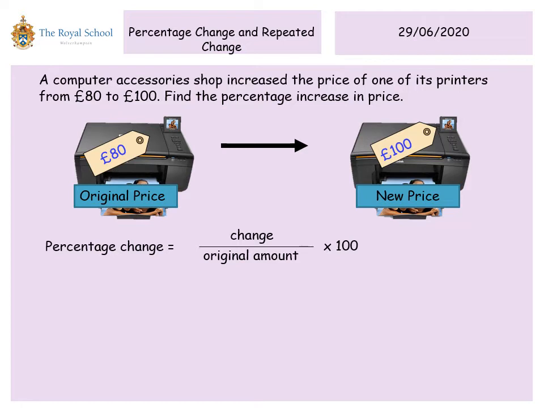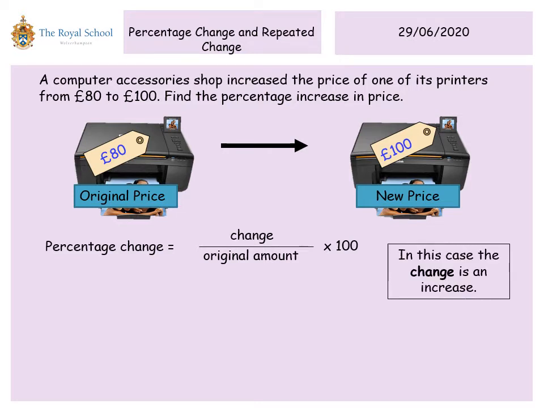So our percentage change formula underneath is the change divided by the original amount and times by 100. We see here that this change is an increase, the price has got bigger. So our percentage increase is going to be the increase divided by the original amount times by 100. So what is that change, or what is the increase in the price?